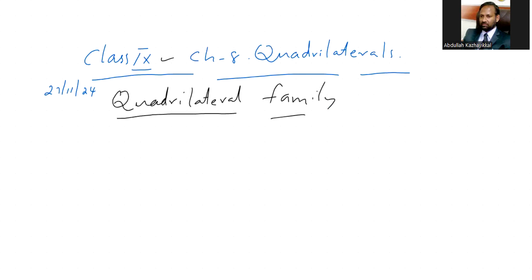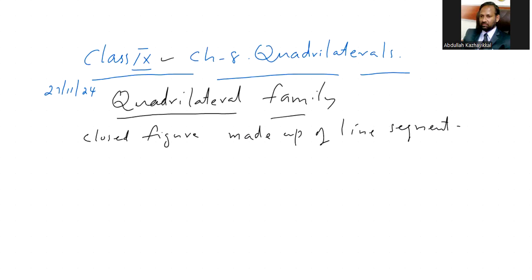A quadrilateral is a closed figure or shape made up of line segments. We studied this in small classes. A closed figure made up of line segments is called a quadrilateral. You have to add this: a closed figure made up of four line segments. All of you please note: a closed figure made up of four line segments is called a quadrilateral.